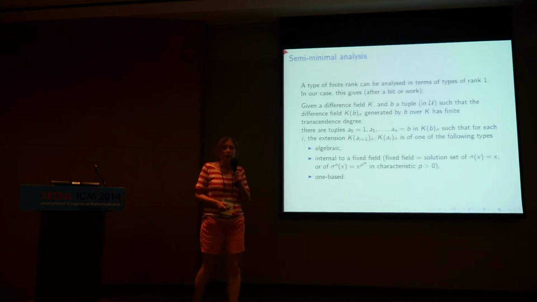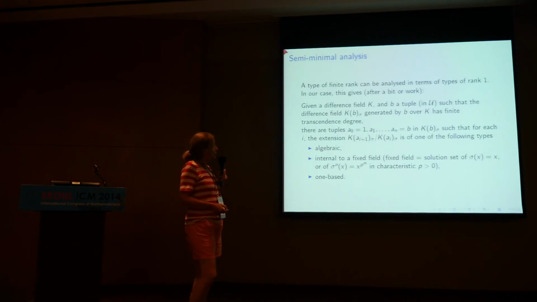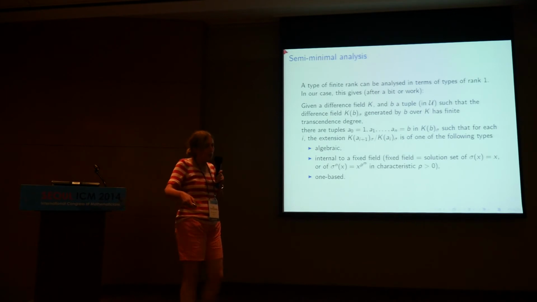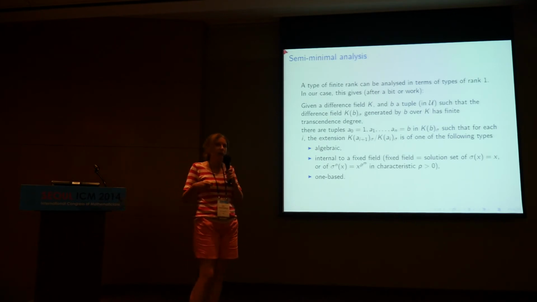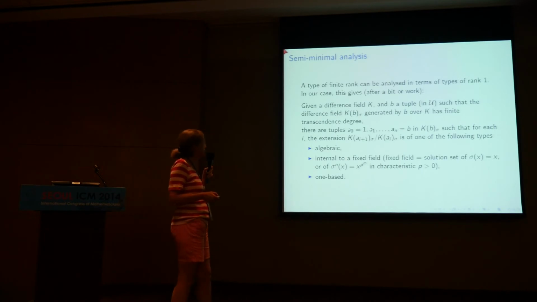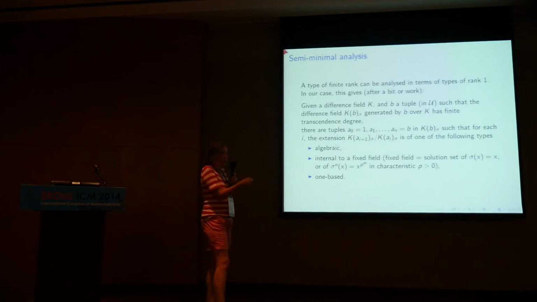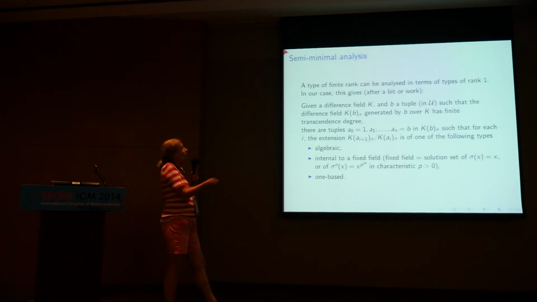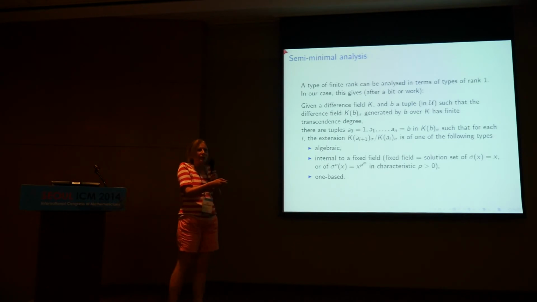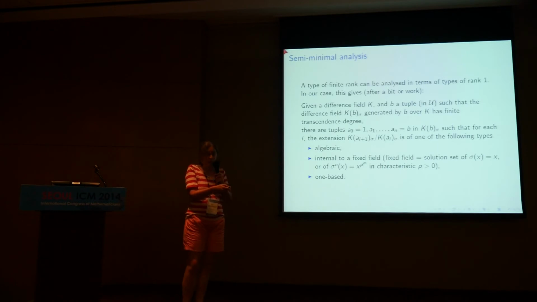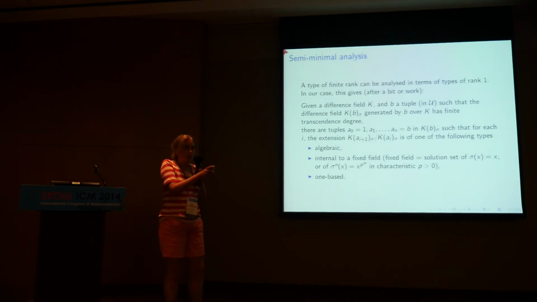Okay, in order to explain how this works, let me first give you some results. As I said, sets of finite rank can be analyzed in terms of rank 1. So how does it exactly work? Let me take a difference field K, and a tuple B, such that the difference field generated by B over K has finite transcendence degree over K. Then you're going to produce a sort of analysis of this extension and decompose it as a tower of sub-extensions where each sub-extension is of a given type.